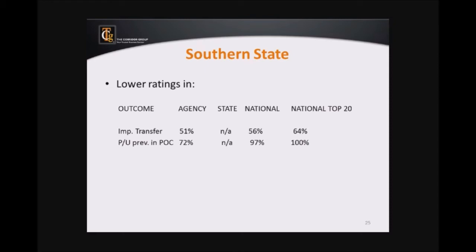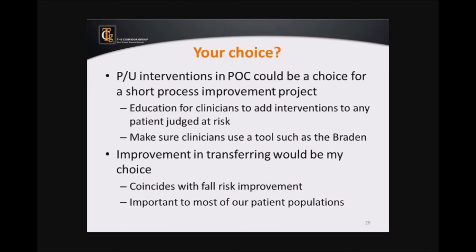The Southern agency had only two measures. In this case, state averages were not available. The improvement in transfers was only slightly below the national average, but more significantly below the national top 20 average. Inclusion of pressure ulcer interventions is considerably lower than the national average.